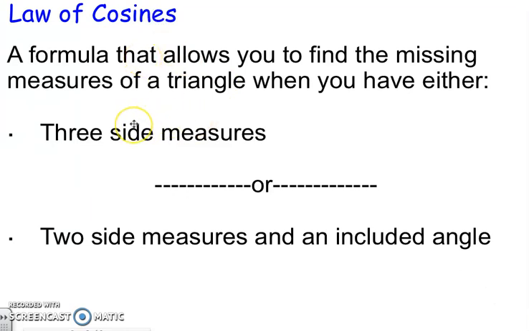So if you have three side measures and you're looking for an angle that's not a right triangle, you can use law of cosines. Or if you have two measures and an included angle. So for example, if you know this piece and you're looking for this piece in a triangle, you can use law of cosines to find this third side, okay? So that's what it means to be an included angle.